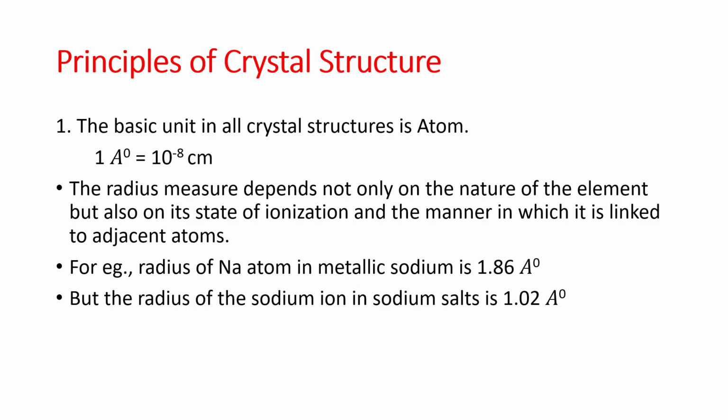The radius measure depends not only on the nature of the element, but it also depends on its state of ionization and the manner in which it is linked to adjacent atoms. Suppose if we take the radius of sodium atom. Radius of sodium atom in metallic sodium is 1.86 Angstrom units. But the radius of the sodium ion in sodium salts is 1.02 Angstrom units.